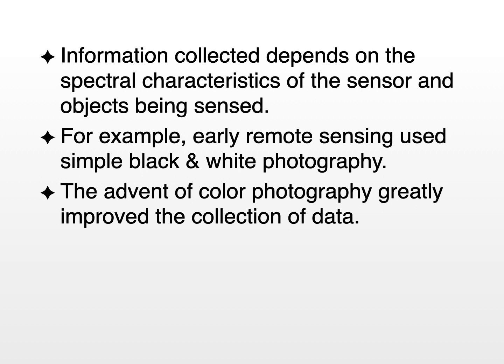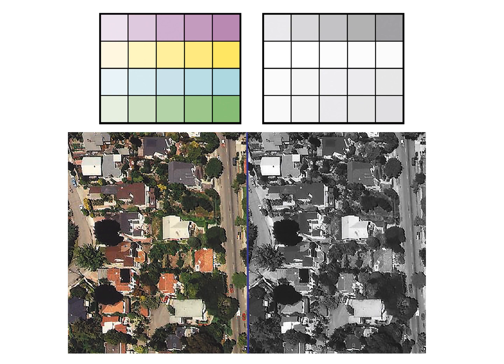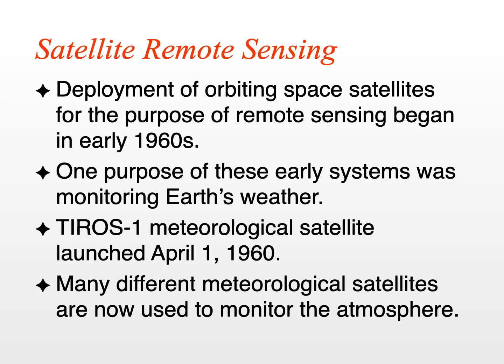As I said, early remote sensing used simple black and white photography. Then in the 1940s, 1950s, this photography was improved through the use of color images. And as we can see in this example, with color it's a lot easier to see various types of information in imagery. So here we have two similar images of a street from above, showing the homes and trees. On the left side is the color image, and you can see there's a lot more information available than on the image that was done in simple black and white.